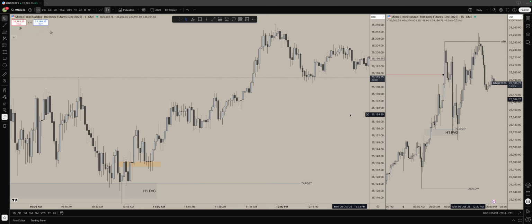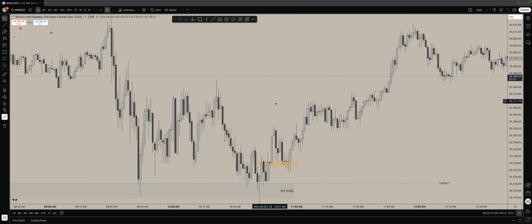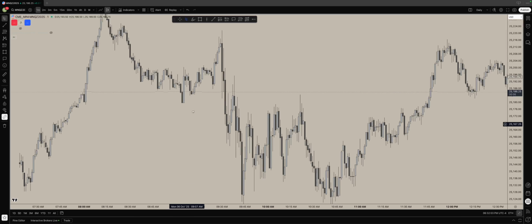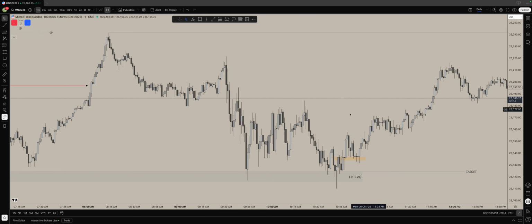Missed trade today. Let me get rid of this for a second. There we go. So, missed trade today. I thought it was pretty clear. Also thought the buys were pretty clear as well, once the buys came in. But yeah, let's break it down to show you what I was looking at today.